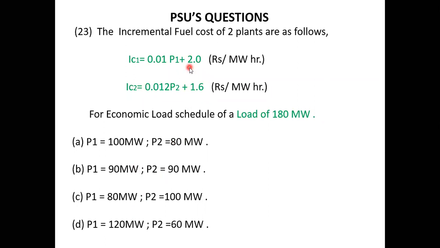For example, if IC1 equals IC2, then the answer would be the second one, because P1 equals 90 megawatts and P2 equals 90 megawatts. But here in this case, your IC1 is more when compared to IC2. So that's why P1 takes less power when compared to P2. Like this, you can get the answer. Understand, everybody? Type your response in your chat box. Do you understand or not? Okay, thank you. So many people are saying yes, sir.